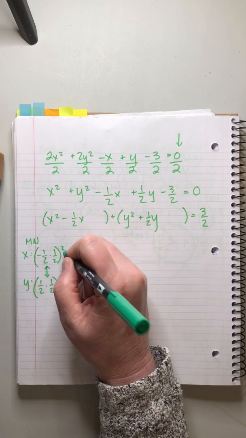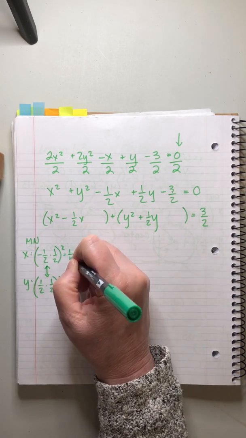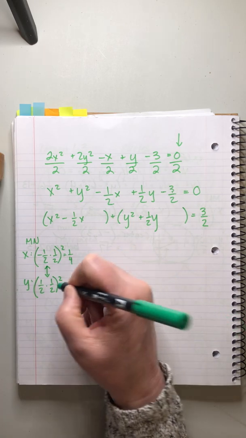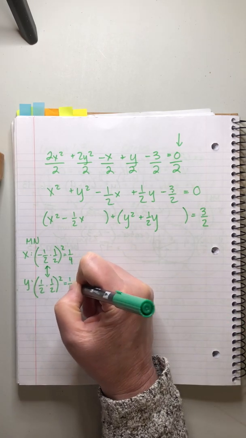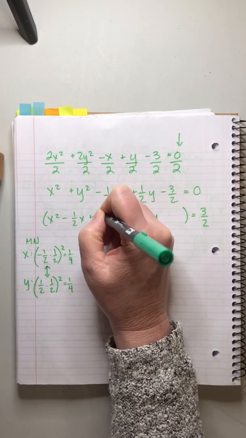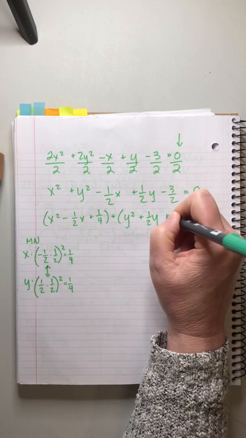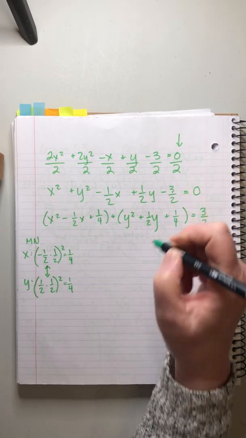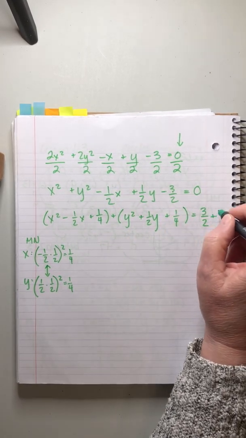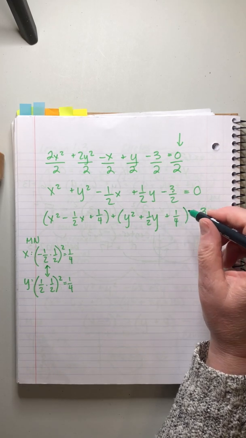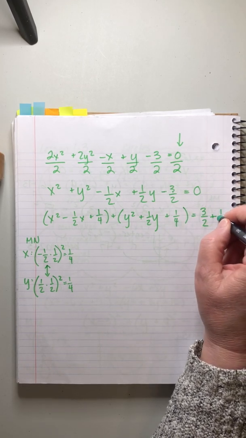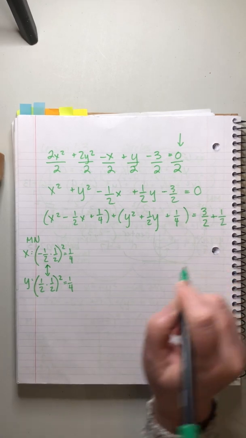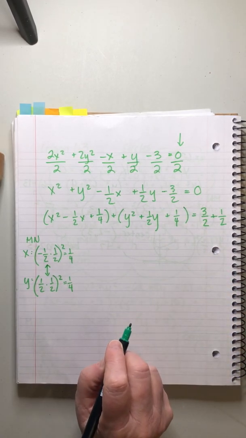1/2 times 1/2 is 1/4. And 1/2 times 1/2 equals 1/4. So we're going to add 1/4 to both sides. And that means we have to add 1/4 plus 1/4 is 2/4, which is 1/2 right there. All right. Feel good about that?